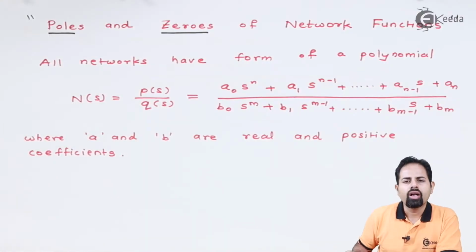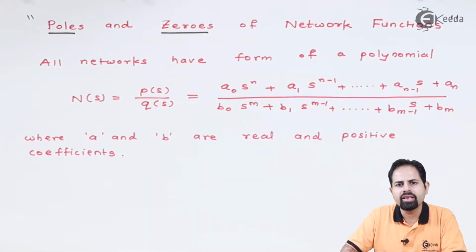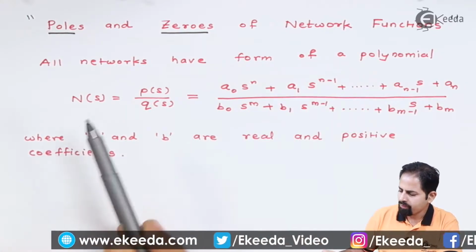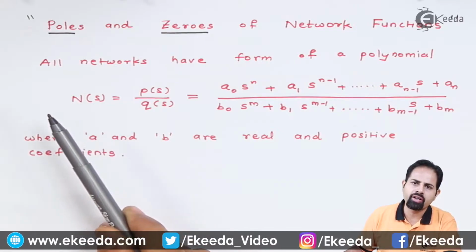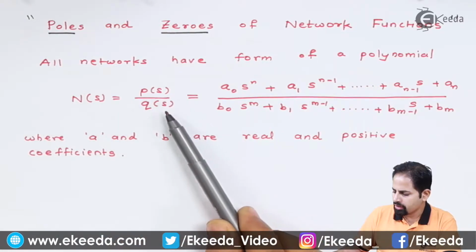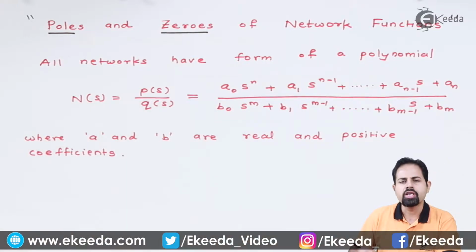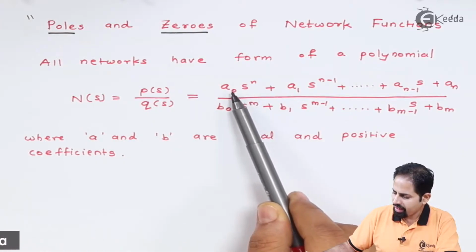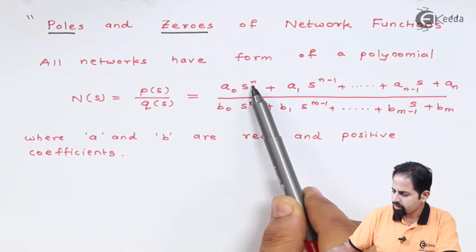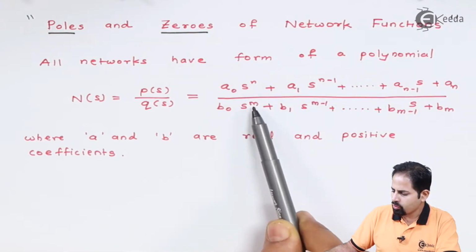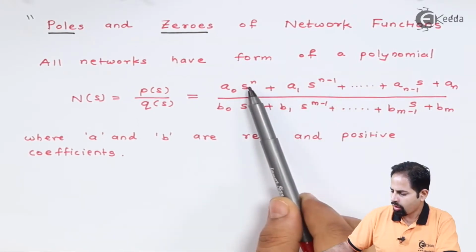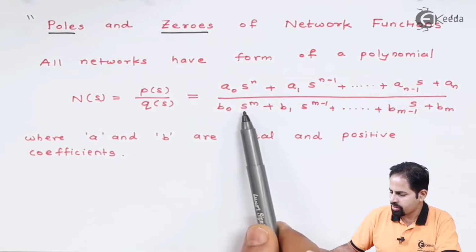In general, all the networks that we have seen till now have this particular format, which I have written here. N of s is a network function, which is P of s upon Q of s. P of s is the numerator polynomial, Q of s is the denominator polynomial. It is written as a0 into s raised to n, and here b0 into s raised to m, and up to the constant term, the order of s is going to decrease.